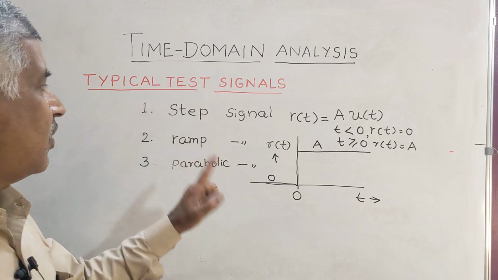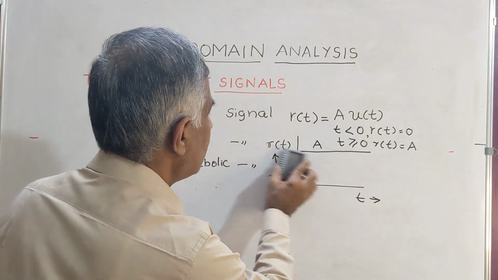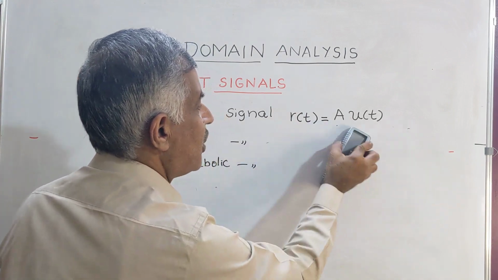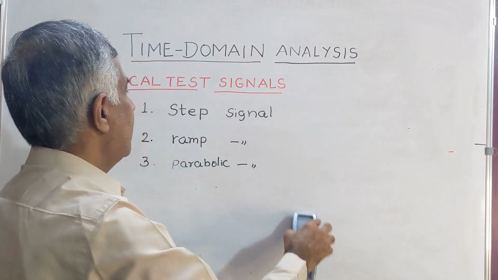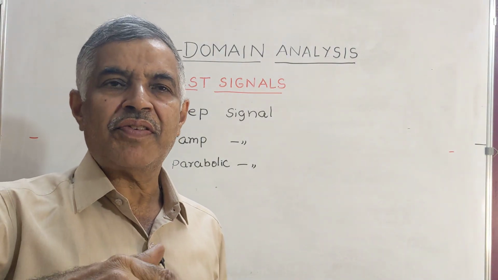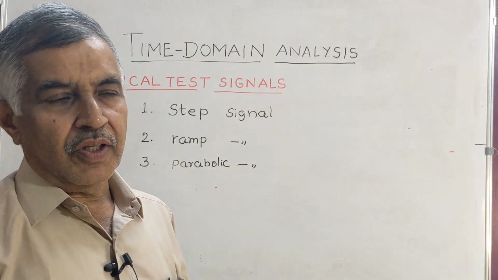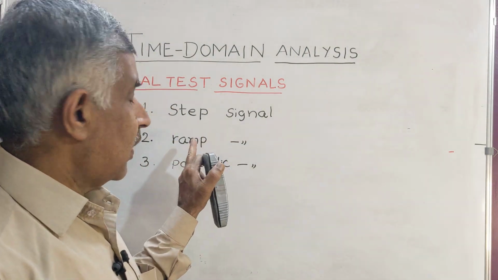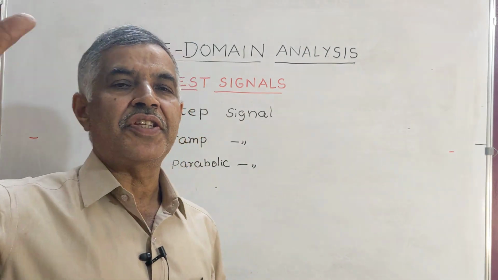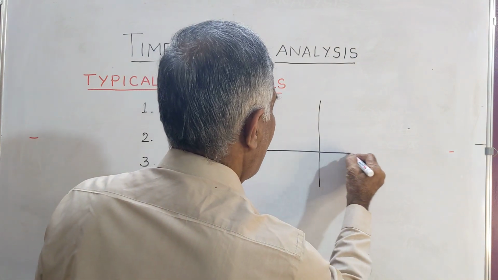Now the next signal is what is called a ramp. A ramp signal is continuously changing. What is the difference between step and ramp? In the case of a step, once the disturbance occurs, its level remains the same. But in a ramp, the input keeps on changing. So this is what is called a ramp signal.